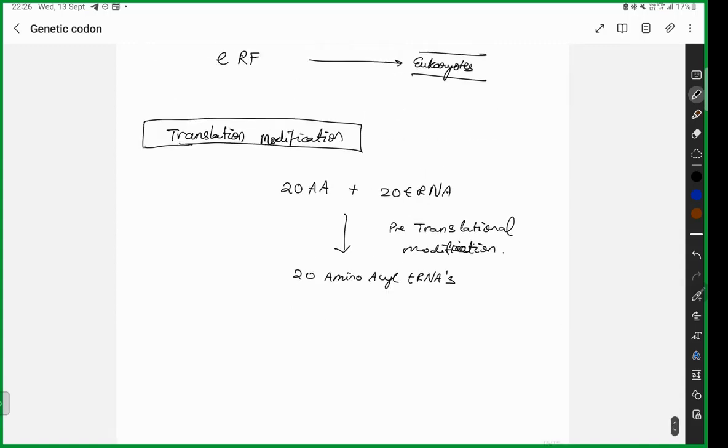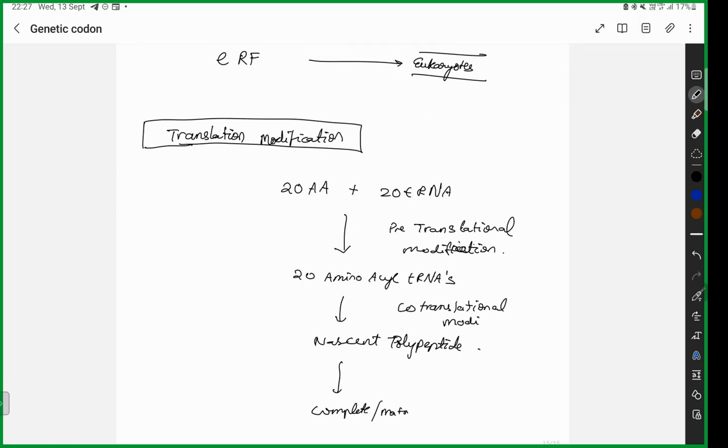These 20 aminoacyl tRNAs are going to form a nascent polypeptide. At the end of your translation, you're going to get one, right? That is called a nascent polypeptide. The modification that happens during the process is called co-translational modification. Then the nascent polypeptide moves into a complete, or mature, polypeptide. That is going to be called post-translational modification.